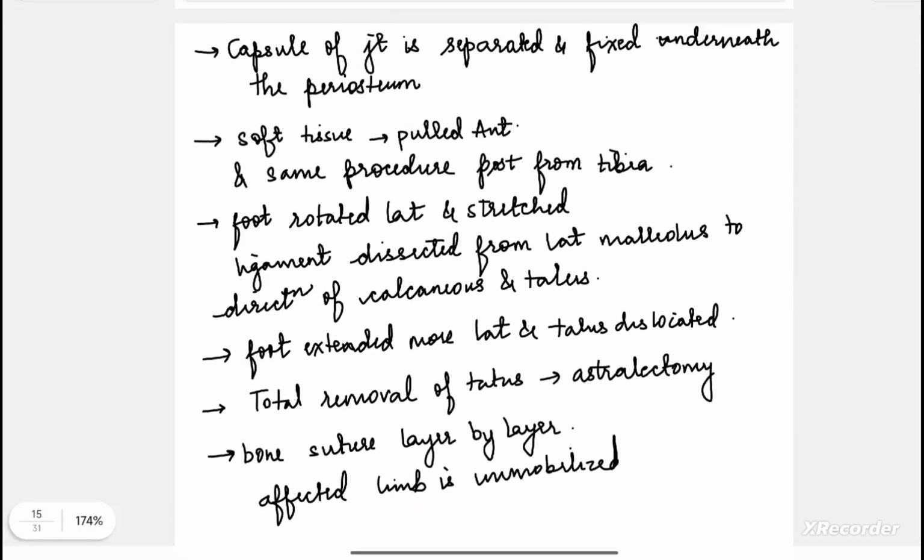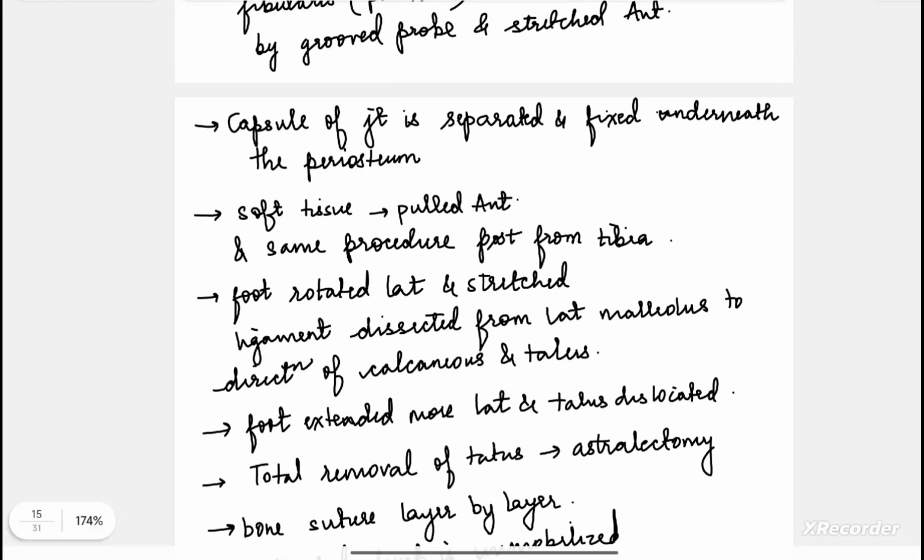Okay. Now till here we covered the topography of lower limb and its operations.